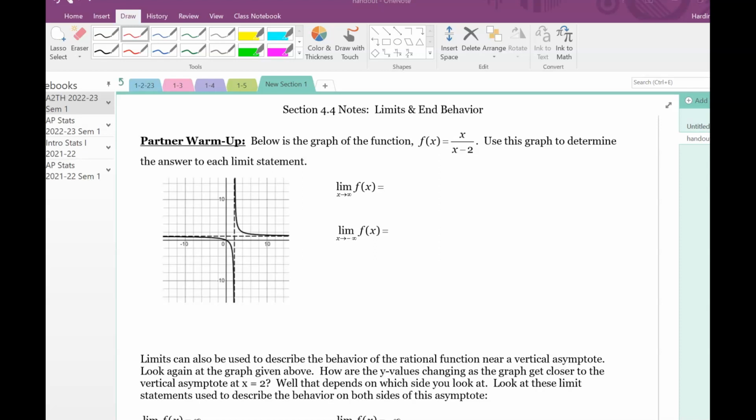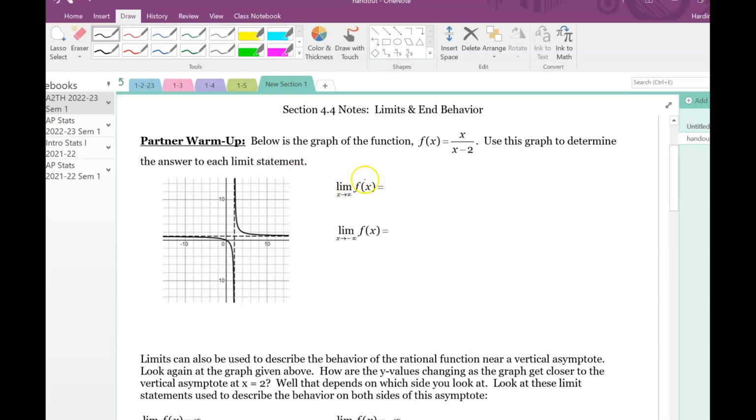So let's take a look at this problem at the top that you were going to do with your partner. It says below is the graph of the function x over x minus 2. So I've given you the graph there. The asymptotes are marked. There's a vertical asymptote here at x equals 2. There's a horizontal asymptote at y equals 1. And it says use this graph to determine the answer to each limit statement.